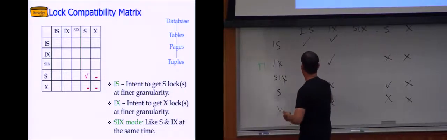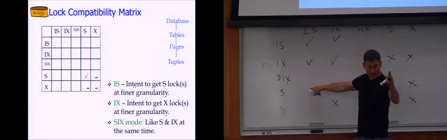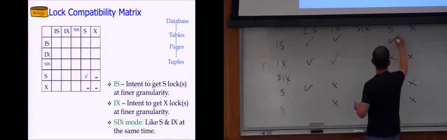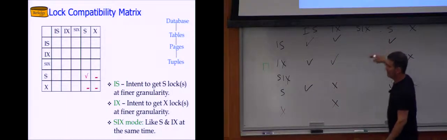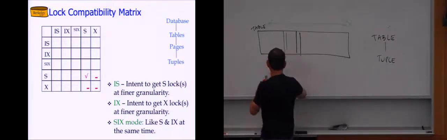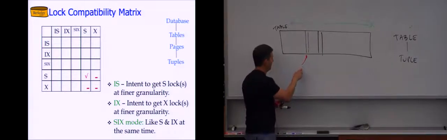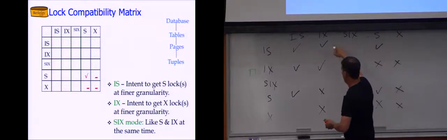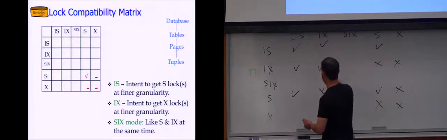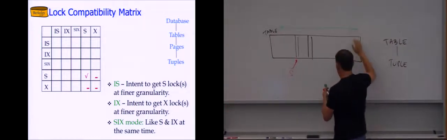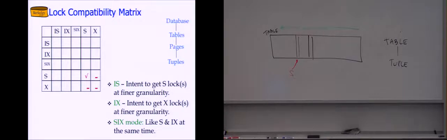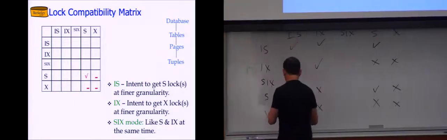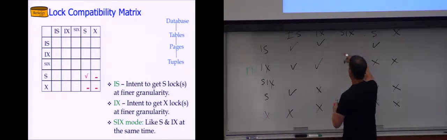What's left? S and IS. I want a shared lock on all the tuples, and you want a shared lock on some tuple. It's all shared, right? So that's good. X and IS. I want an exclusive lock on everything. You want a shared lock on something. Yes or no? No. IX and S is a no. We did that one already. What about IS and X? It's the same difficulty. Yes, sorry. IS and X is a no.